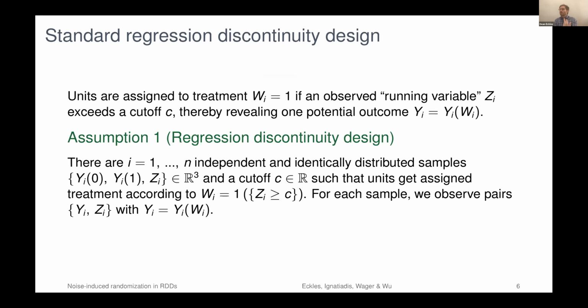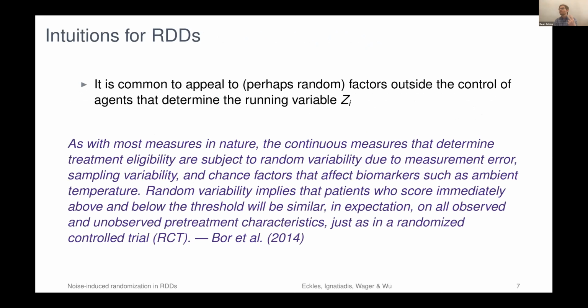So when thinking about these regression discontinuity designs, especially in the context of the examples I've just shown you, where we're working with educational test scores or medical assays, it's really common to appeal to the idea that there are perhaps random factors, outside of the control of individuals who are trying to optimize outcomes for themselves, that determine the running variable, right? So though I'm maybe trying to do well on the test, I don't have perfect control over my test score. I can't just decide, well, I want to get exactly 99% on the test.